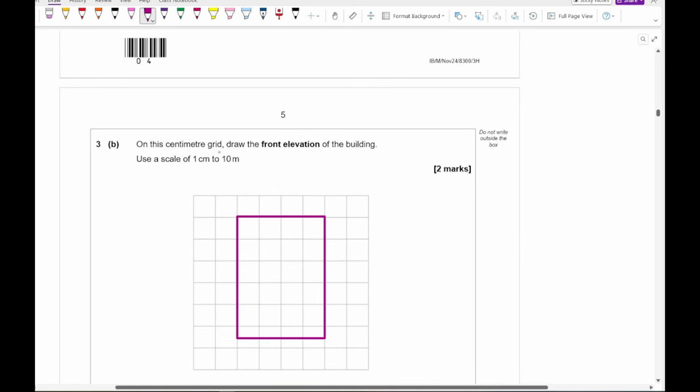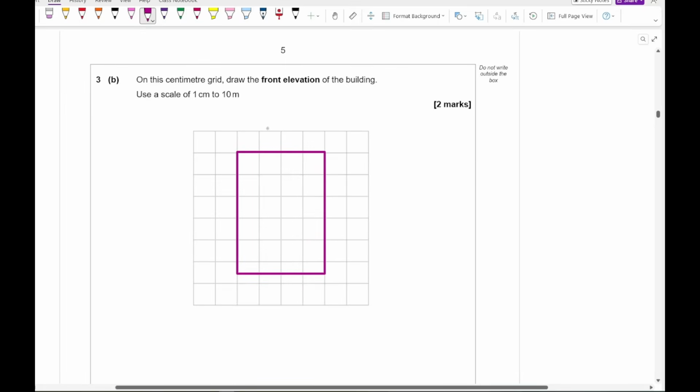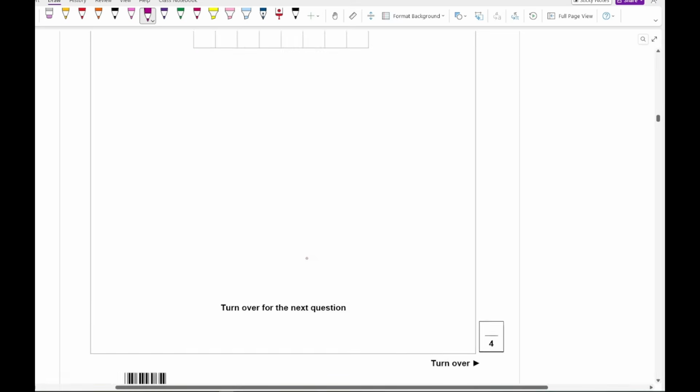It then says on the centimeter grid, draw a front elevation of the building. So for this, we need to draw a rectangle using the correct scale of 1 centimeter equals 10 meters. So we want a width of 4 centimeters and a height of 5.5 centimeters. So 5.5 squares going down.